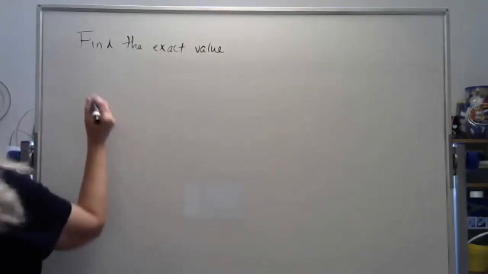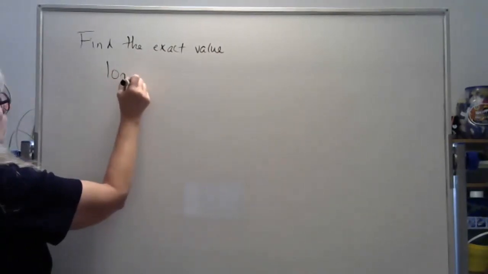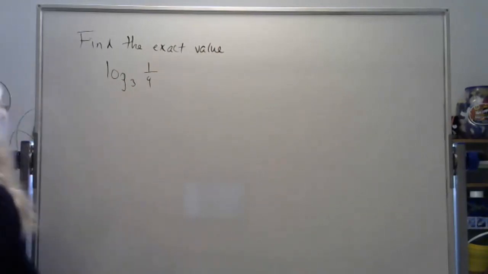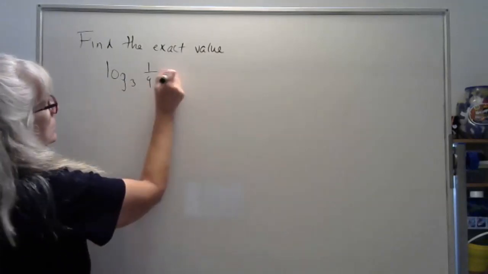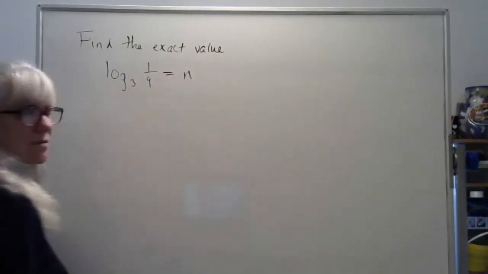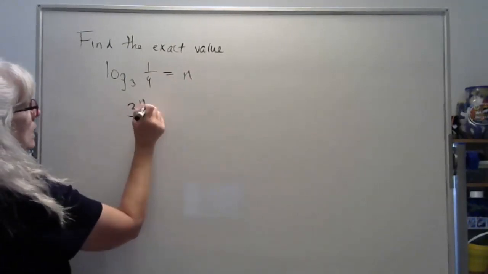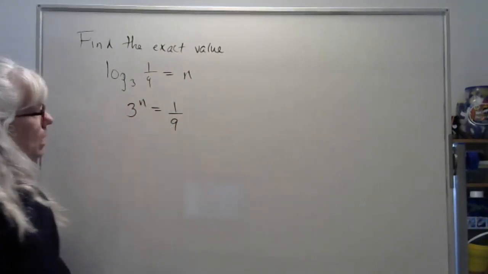Okay, what if we have log base 3 of 1/9? So the argument, or the inside, this time is 1/9. So log base 3 of 1/9. Okay, so we're gonna do the same thing. We're gonna set it equal to a dummy variable n, and then we'll switch forms. That would be 3 to the n is equal to 1/9.